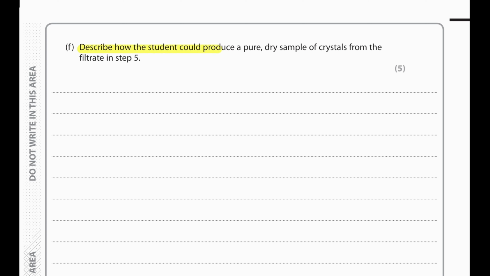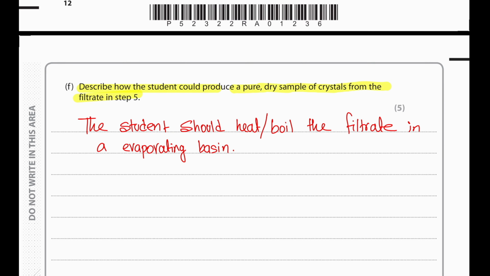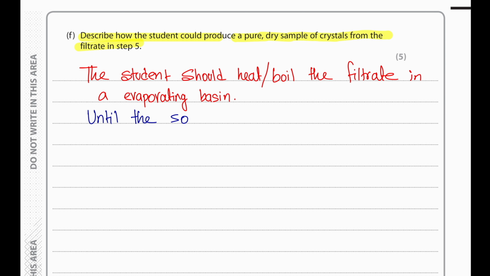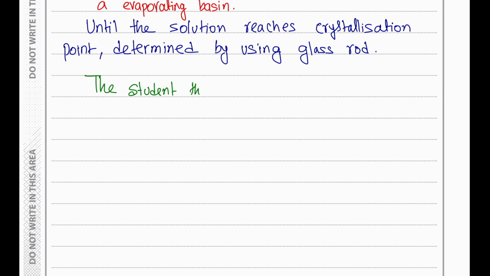Describe how the student could produce a pure dry sample of the crystals from the filtrate in step 5. So we will give our description in a way how the student can do it so that the student can repeat it. First of all, the student can boil the filtrate in an evaporating basin. Once the student boils the filtrate, water will evaporate and it will reach the crystallization point. Once the crystallization point is reached, it can be determined by using a glass rod. Then the student can leave the concentrated solution in a cool place to crystallize. Once the crystals are formed, the student can filter the crystals, get the crystals.